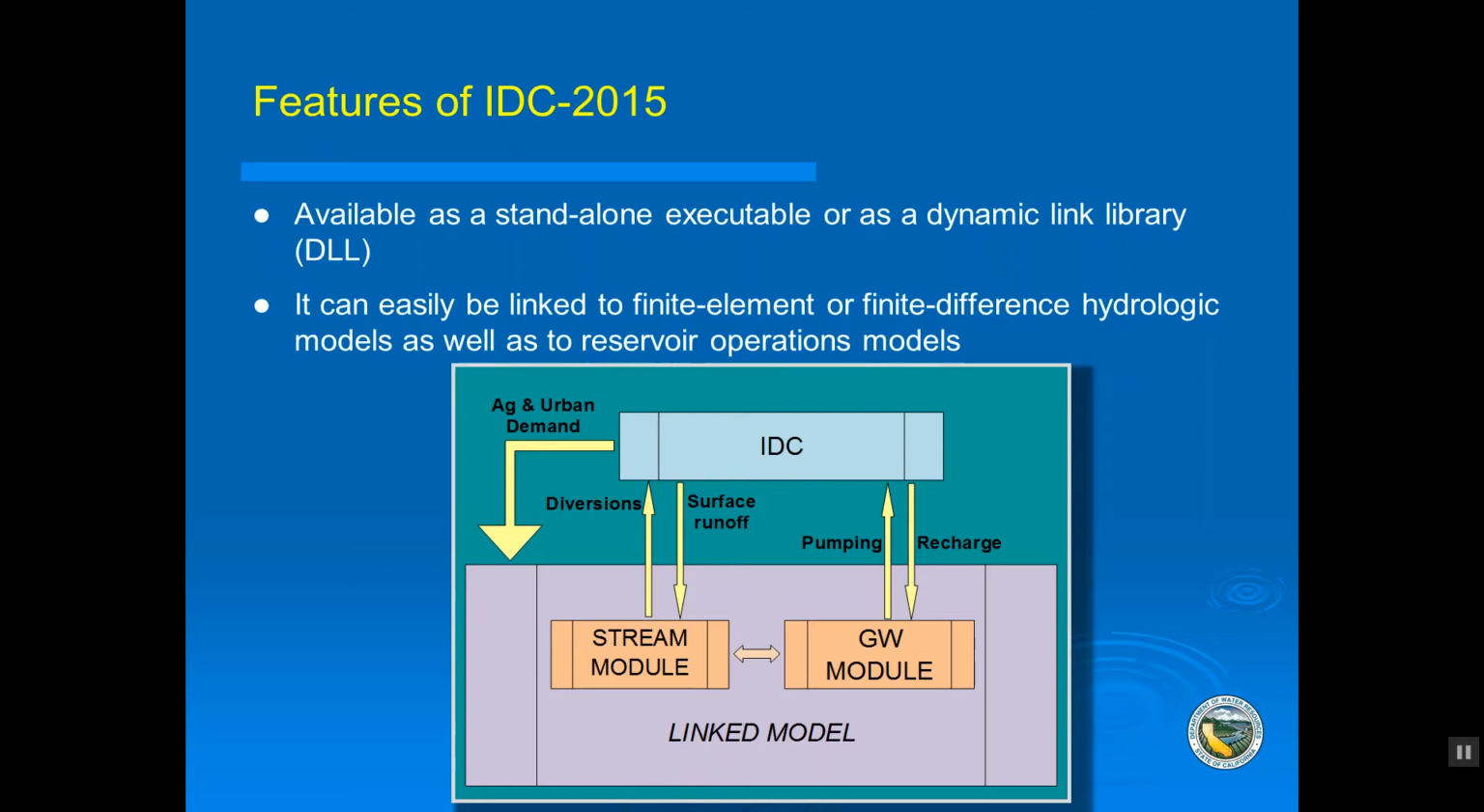Essentially, if you do that, IDC calculates the ag and urban water demands and passes that to whatever model that is. And if your model has a stream module and a groundwater module, it communicates with those modules. So that's how it is envisioned. Of course, this part would be up to you guys if you're interested in doing something like that. Okay, so that's basically it.